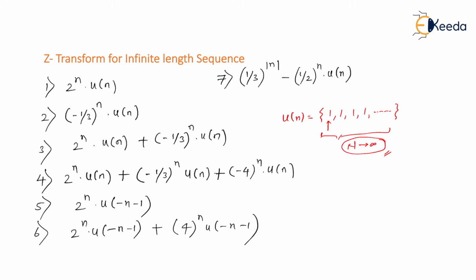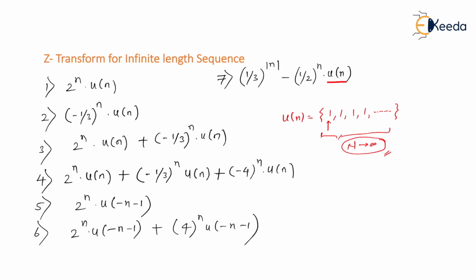So whenever in your x of n expression you find this term u of n in any form, that is u of n, u of minus n, or u of minus n minus 1, or u of minus n minus 2, or u of minus n minus 3. Basically, if you find any form of u of n, you just understand that it has to be an infinite length sequence. At least 90% of the time it will satisfy this criteria, that it will be an infinite length sequence. And how to handle an infinite length sequence, this is now what our lookout is.